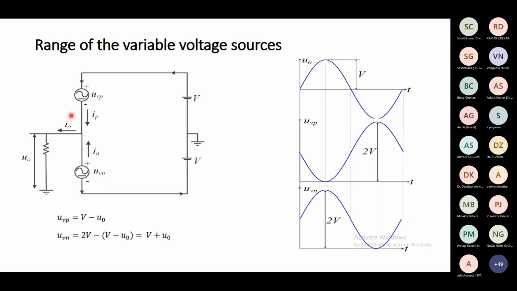Observe, when we wish to clamp this output to this positive DC bus, what will be the magnitude of UVP? Participate with me. When I want to clamp this point to this positive DC bus, what will be the voltage at UVP? Unless you respond, it will be very demotivating for me to continue.